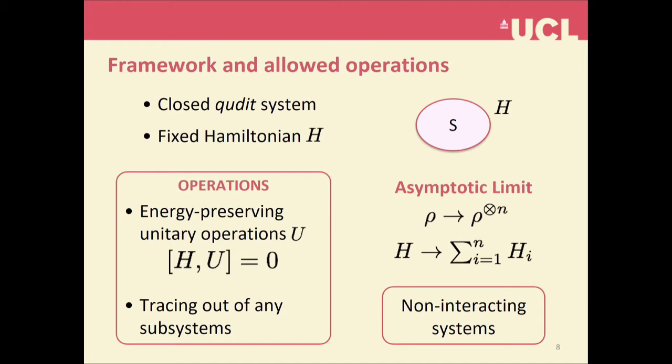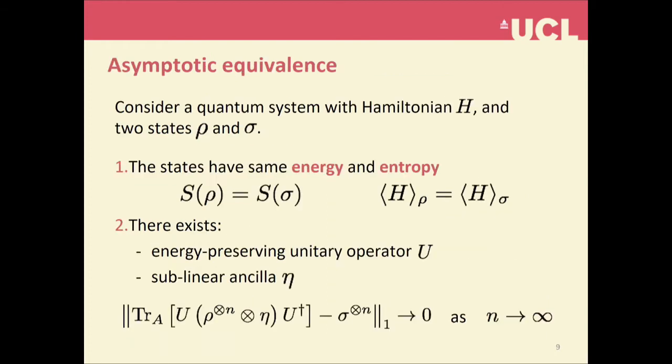Nevertheless, the results we get are quite interesting, I guess. In particular, what we have is this asymptotic equivalence. Given a certain system with a Hamiltonian, we have that two states, rho and sigma, are asymptotically equivalent if one of the two conditions, which are equivalent, is satisfied. So we can have, for instance, that the energy and entropy of the rho and sigma states are the same, which is equivalent in our resource theory to saying that it's possible to find an allowed operation which maps n copies of rho into n copies of sigma.